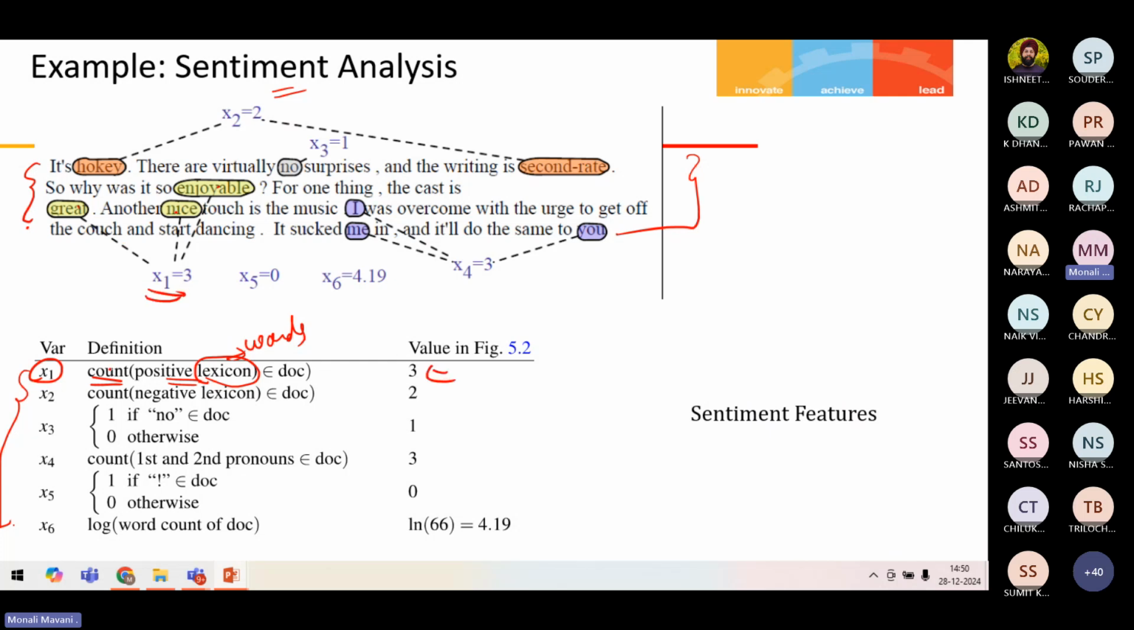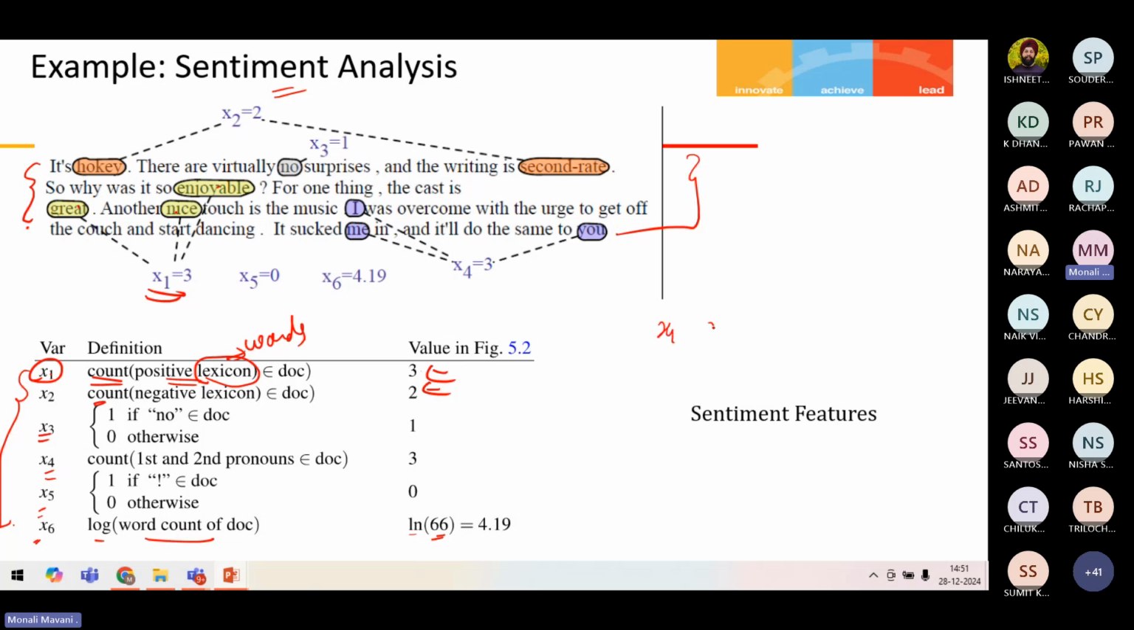So the value is 3. Count is a function. How many negative lexicons are there? That is X2, and you can see X2 is over here. It says hokey, and second rate. They are the negative words, so it is 2. Similarly, every feature is constructed like this. Another one: take the log of the word count of the document. There are 66 words in the document; take the log. To define this kind of features, we need some domain expertise. And now you can see we have constructed the features and the corresponding values.